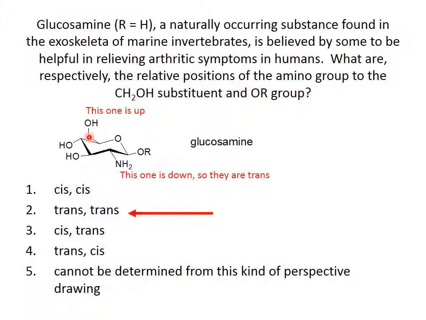So this amino group is down. This carbon right here is up. So they're trans. If I look at this group, it's up because there's a hydrogen that is going down axial. So this is up compared to the amino group, which is down. So it's trans. So both of those groups are trans. Okay, and this is showing this one's up and that one's down, so they are trans.